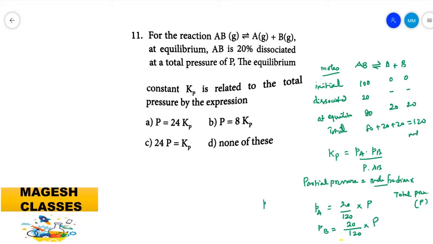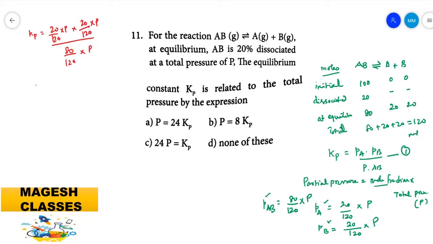Partial pressure of AB is equal to 80, the number of moles at equilibrium, divided by total moles 120, into capital P. So these partial pressures of A, B and AB are substituted in the Kp expression. By substituting these values, Kp is equal to partial pressure of A, it is 20 divided by 120 into P, into 20 divided by 120 into P, this partial pressure of B, divided by 80 divided by 120 into P.